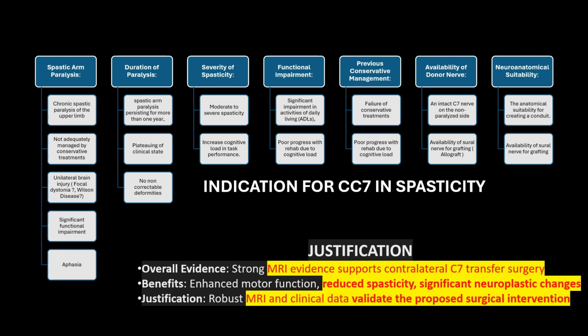So the justification for us to perform this contralateral C7 in this patient was we have strong evidence in MRI that supports contralateral C7, and the benefit is that it would reduce spasticity on the affected side because it's a high neurectomy of C7, and that would get immediate results as we show in this case. And there is significant improvement in the literature in motor function, and therefore the data that we have, both MRI and clinical data, validate the proposed surgery.